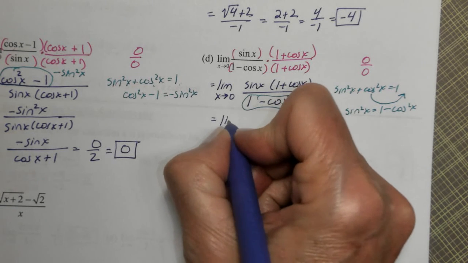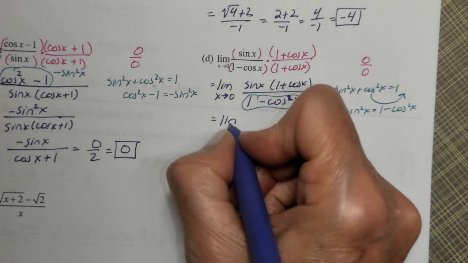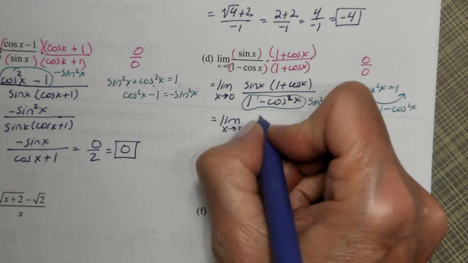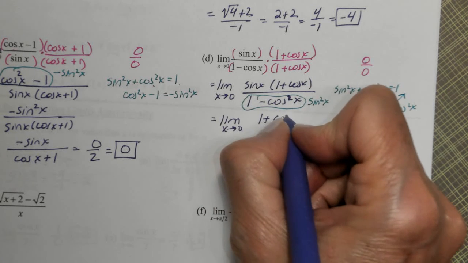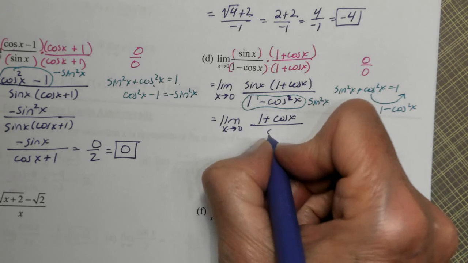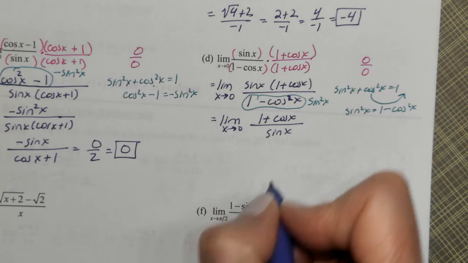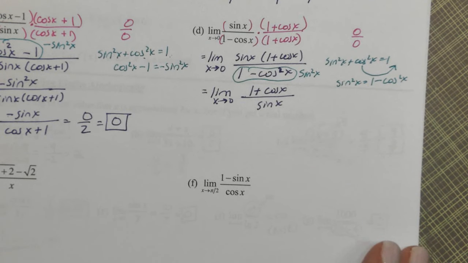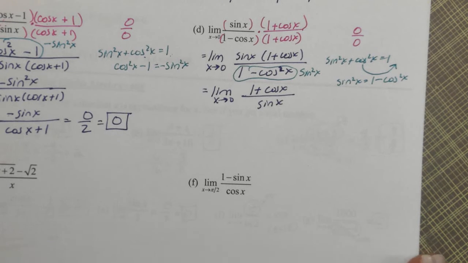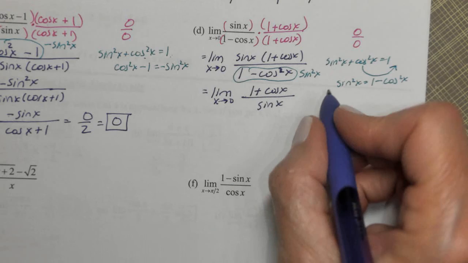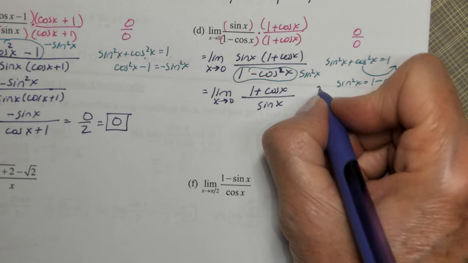So one of these signs will cancel, and I'll be left with 1 plus cosine x on top and a single sine x on the bottom. Now we're going to let x go to 0 again. We're going to have a 2 on top. The top is going to 2.